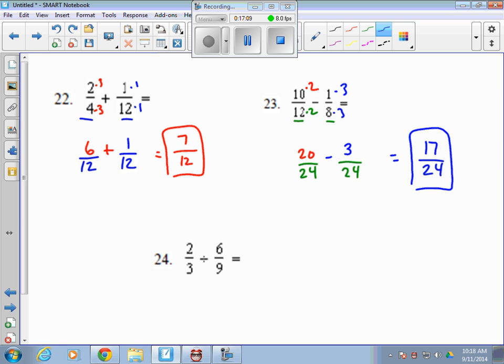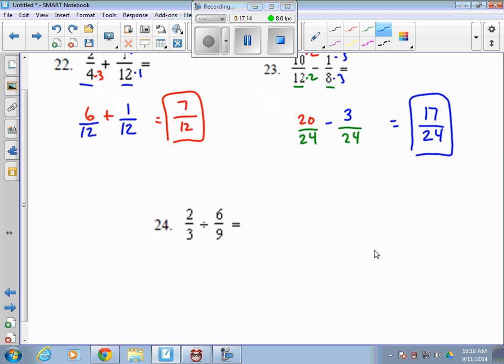This next one is a division one. Again, if this one looked like addition on your paper, make sure you make the change now. This says 2/3 divided by 6 over 9. Remember, anytime you have division of fractions, you multiply by the reciprocal. Remember, that's a fancy word that means to flip it. 2/3 multiplied by, it becomes multiplication, 9 over 6.